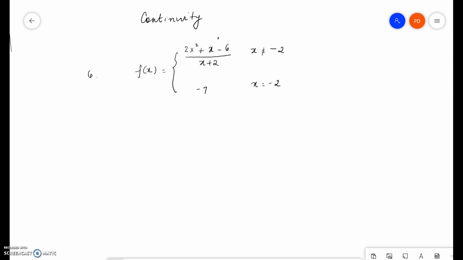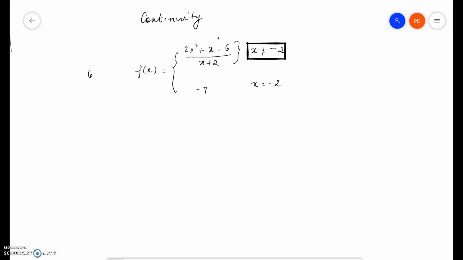We're given a piecewise defined function here. So let's examine this function. f of x is (2x squared plus x minus 6) divided by (x plus 2). So this piece is true when x is not equal to negative 2.